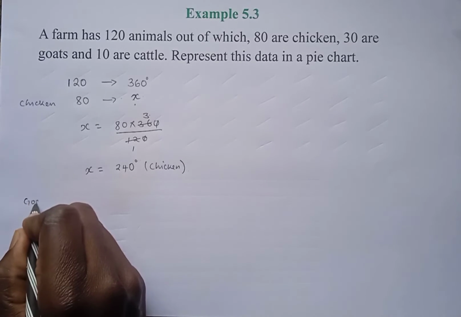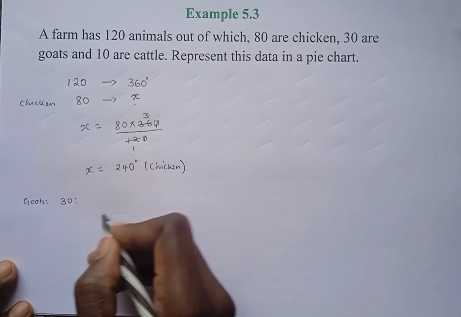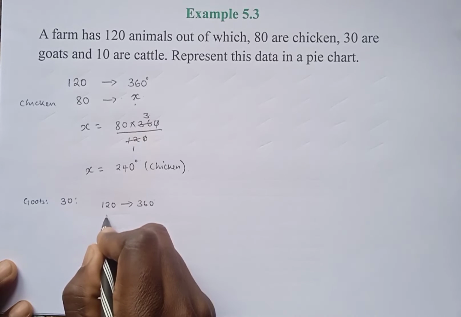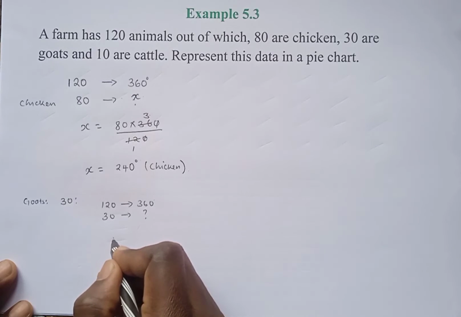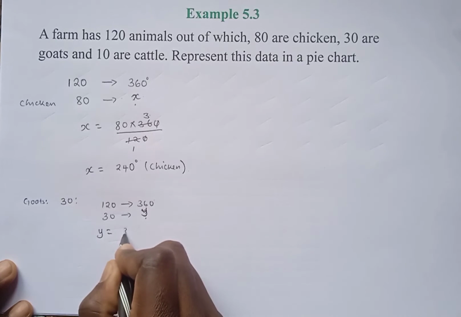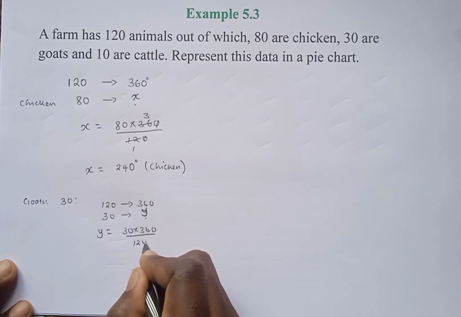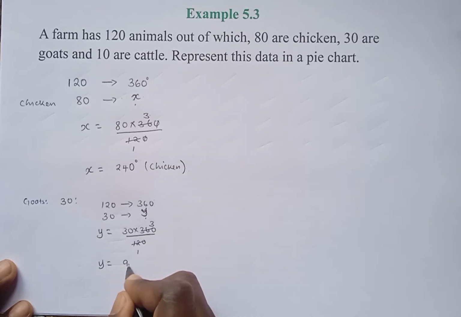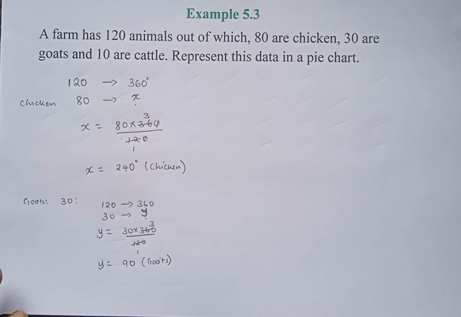We now move to the goats. And from the question, the goats are 30. So we ask ourselves, 120 animals, which is the total number of animals, corresponds to 360 degrees. What about 30 animals? So by cross multiplication, we'll get the angle for the goats will be 30 times 360 over 120. We do a cancellation. So we get that the angle for the goats is 90 degrees. So this angle represents goats.